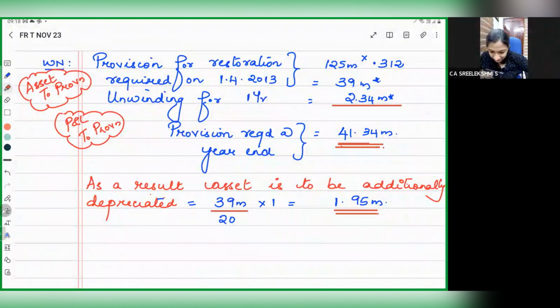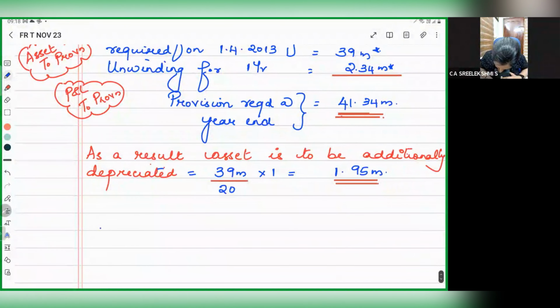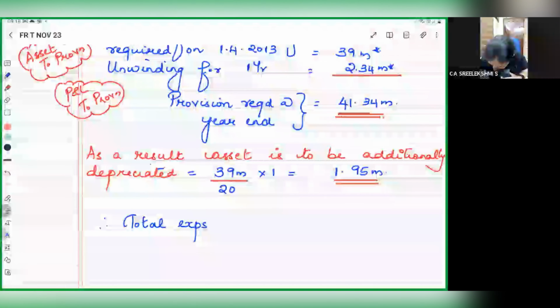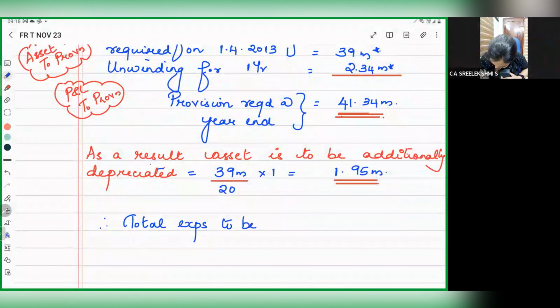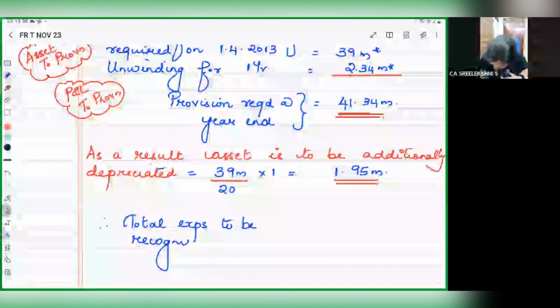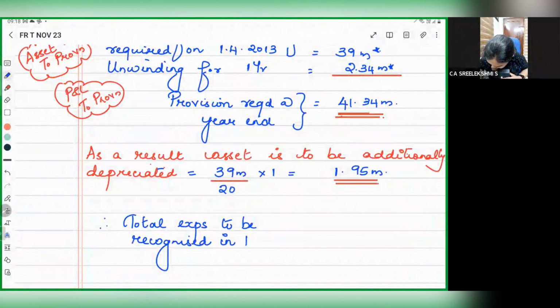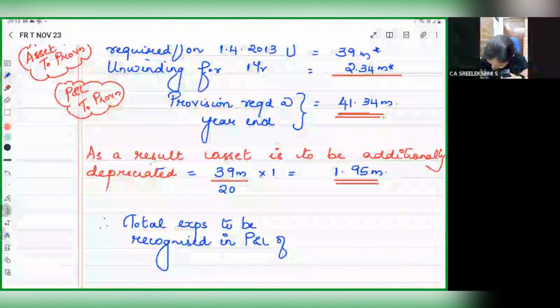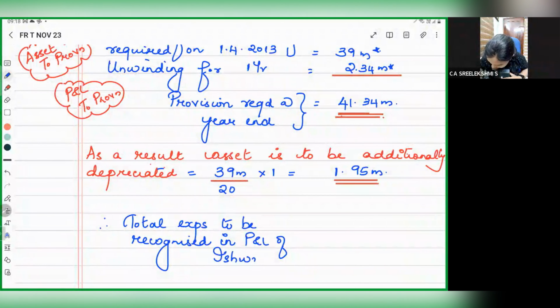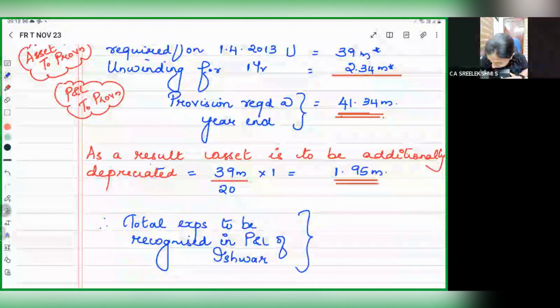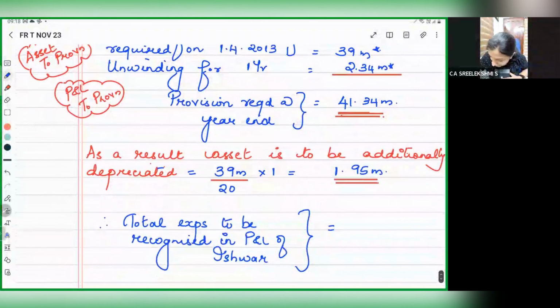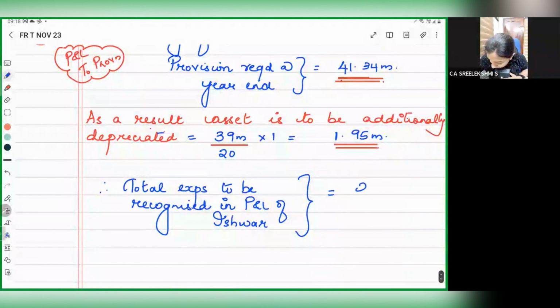Okay then, yes, the asset is capitalized here, so the asset should have been additionally depreciated by 1.95 million. Therefore, what is the total expense to be recognized in the P&L of Ishwar Limited because of this correction?